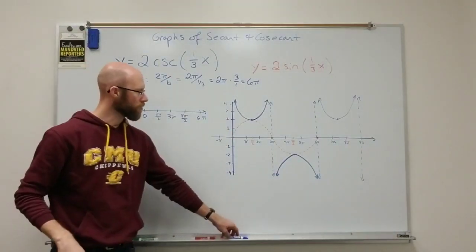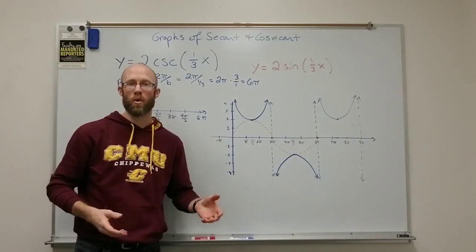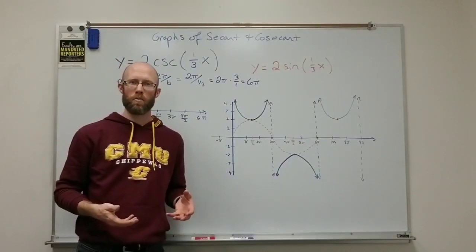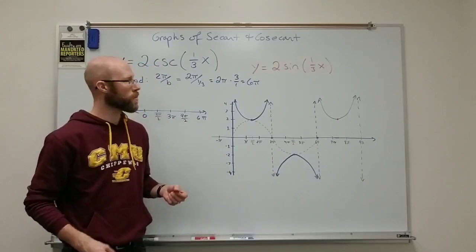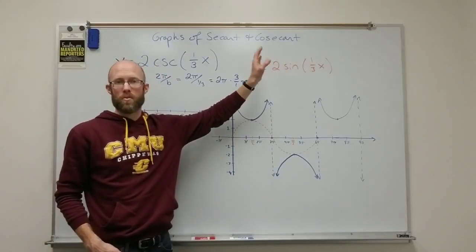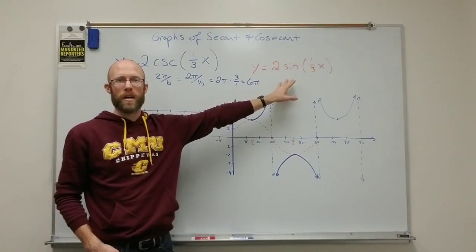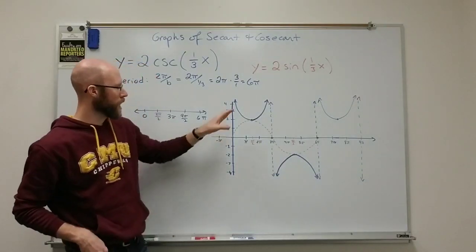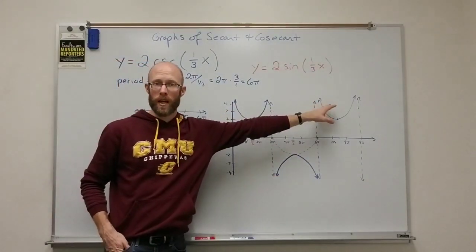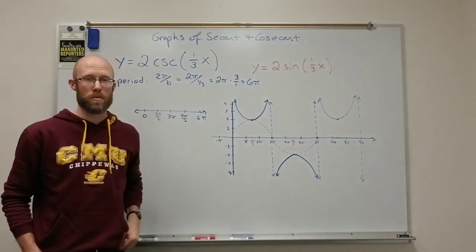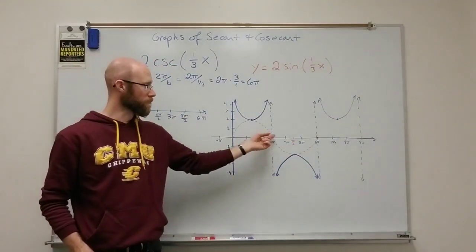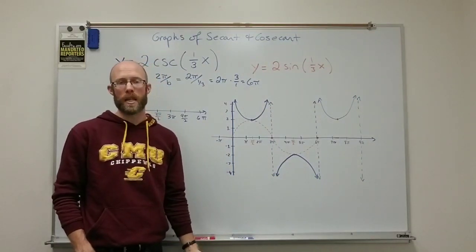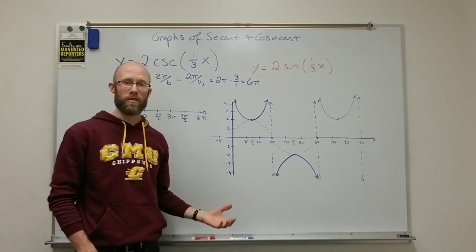Now, if there was a vertical shift or reflection or a phase shift, we incorporate those things in the same way that we would with the sine. Okay, so we would start with graphing the sine, incorporate all those details, and then plot the corresponding cosecant into those regions between the vertical asymptotes. Okay, and that's probably the easiest way to go about graphing a cosecant.